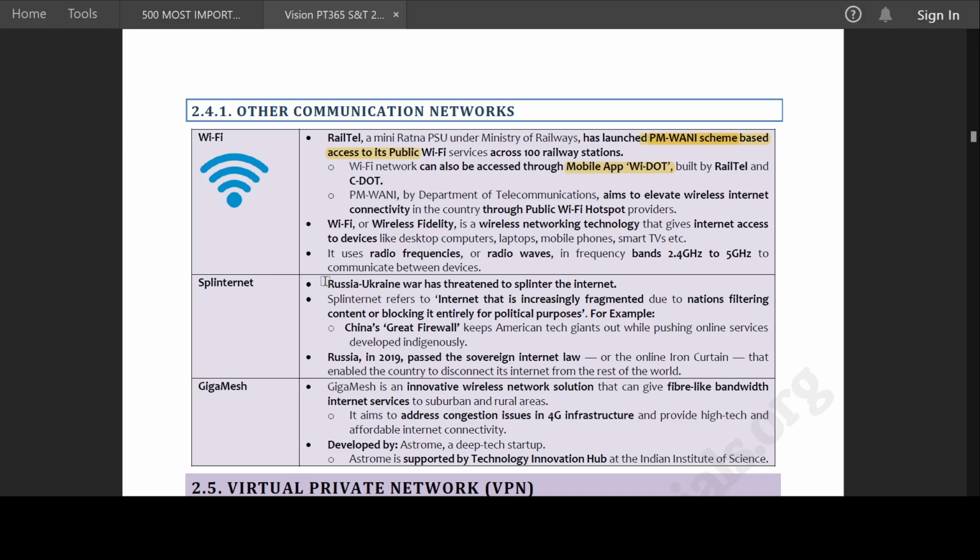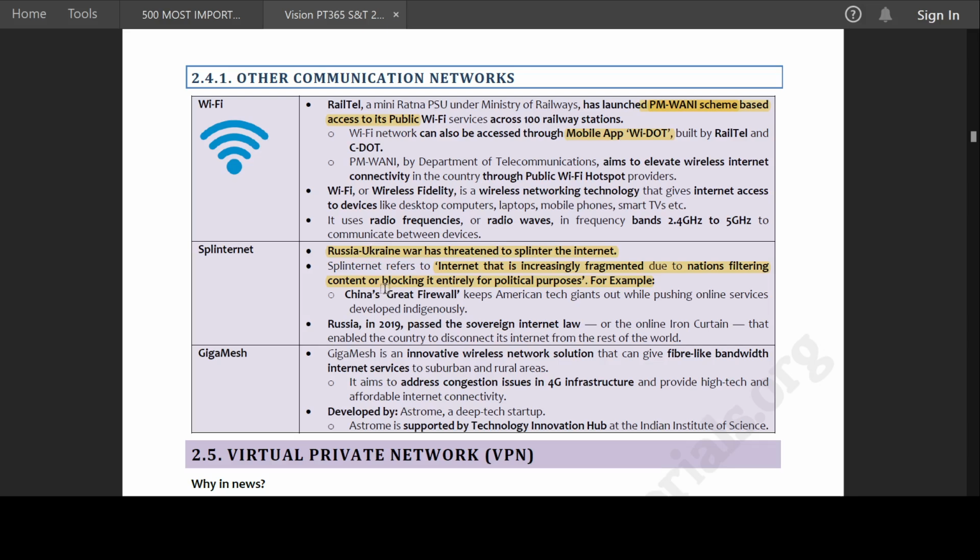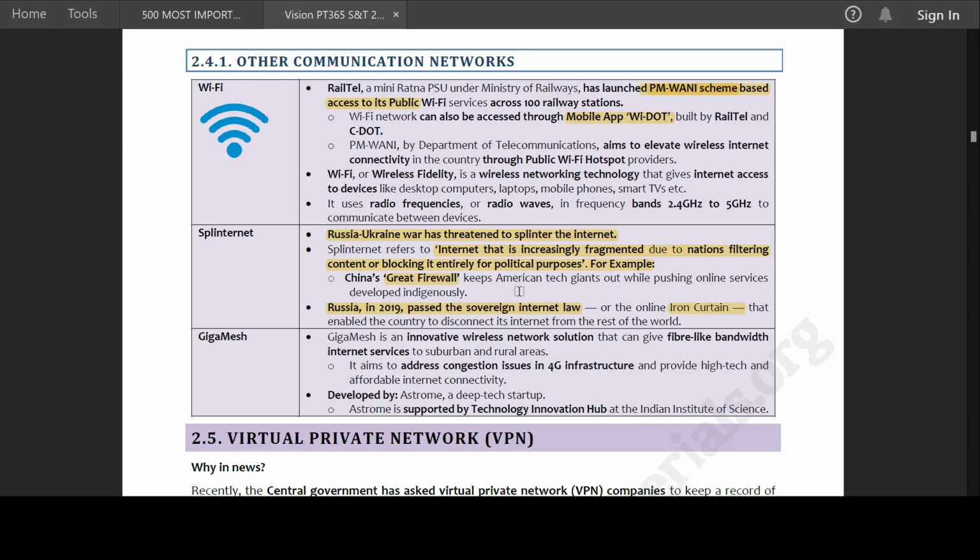Splinternet. Russia-Ukraine war has threatened to splinter the internet. Splinternet refers to internet that is increasingly fragmented due to nations filtering content or blocking it entirely for political purposes. For example, China's Great Firewall keeps American tech giants out while pushing online services developed indigenously. Russia in 2019 passed sovereign internet law, or the online Iron Curtain, that enables the country to disconnect its internet from the rest of the world.